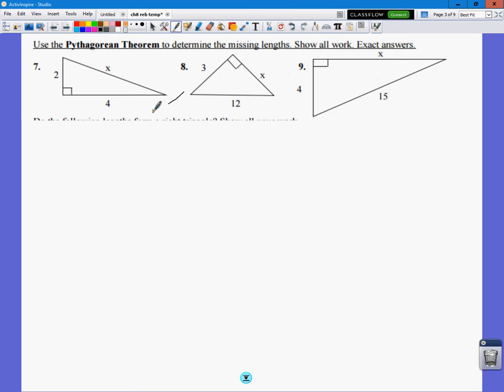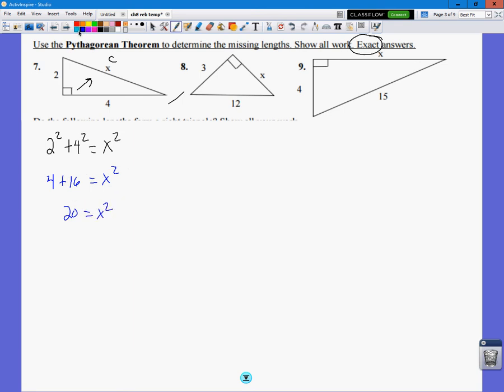Here we're actually going to use the Pythagorean Theorem. Notice they said leave my answers exact. So in other words, the square root is still going to be in it, but I'm going to simplify it. Important thing to remember is c has to be the hypotenuse. The other two sides really don't matter. So I have 2 squared plus 4 squared equals x squared. 2 squared is 4. 4 squared is 16. And putting these together, I have 20 equals x squared.